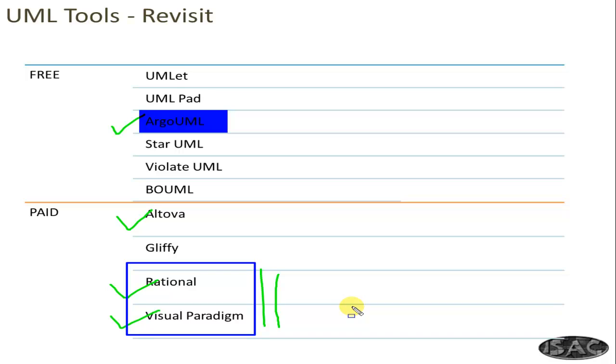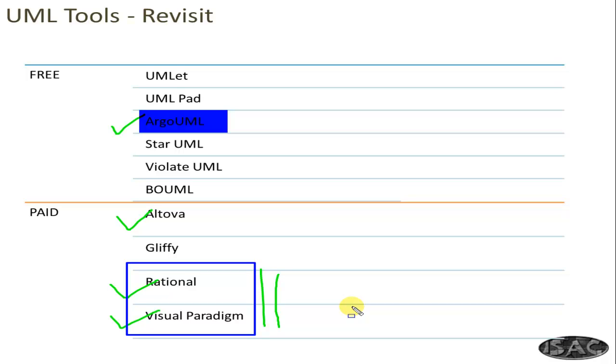Argo UML is free, Star UML is free, Violet UML is free, BOUML is free, UML ET, UML Pad, they are all pretty good. It depends on what exactly you want. Depending on whether it is what-you-see visual, whether it generates source code, whether the diagram looks a little nicer, all of those factors come into the picture. So what I would suggest is that in the beginning you might want to just try out the free one called Argo UML, and based on your experience, you can try Rational or Visual Paradigm after that, or Altova.